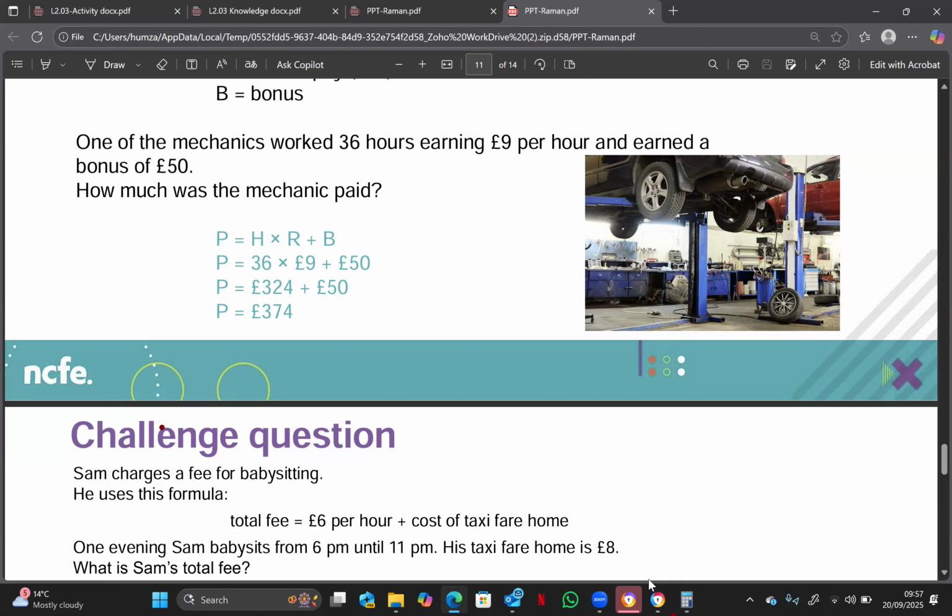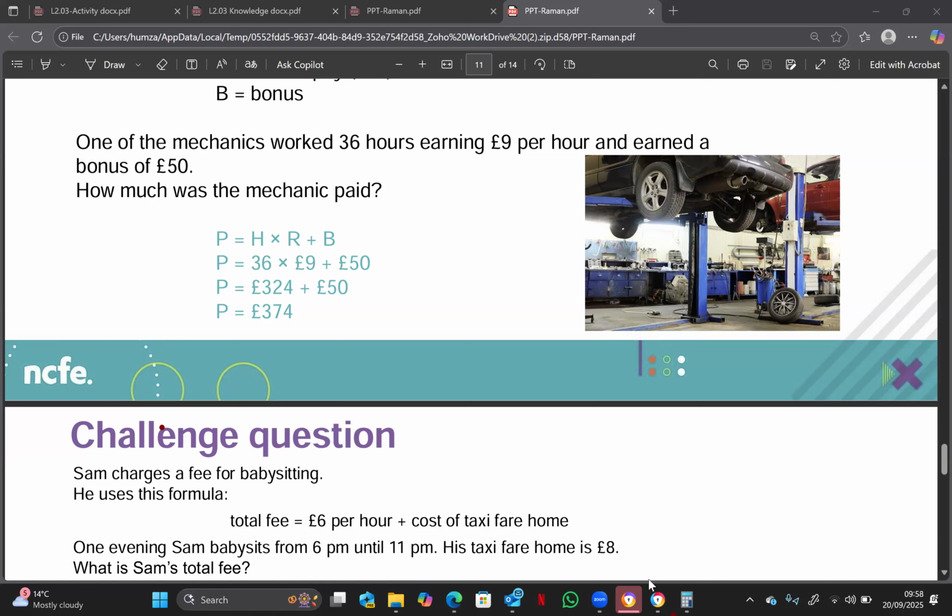So we'll do this question together. Sam charges a fee for babysitting. He uses this formula. Total fee equals £6 per hour plus the cost of taxi fare home. One evening, Sam babysits from 6 p.m. until 11 p.m. His taxi fare home is £8. What is Sam's total fee? So how would you go about this question? What would you do to work out the total fee?